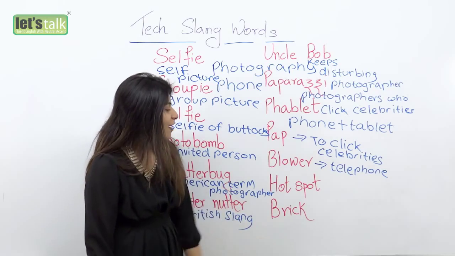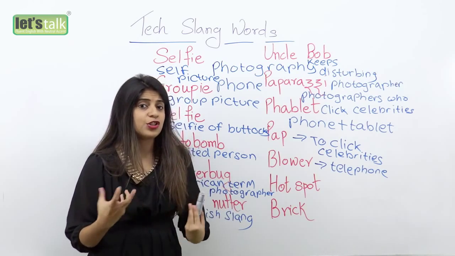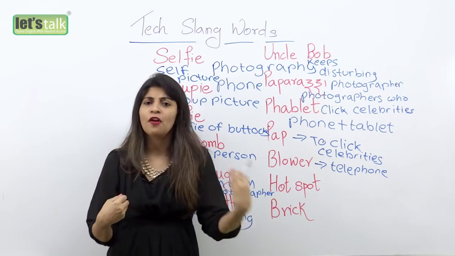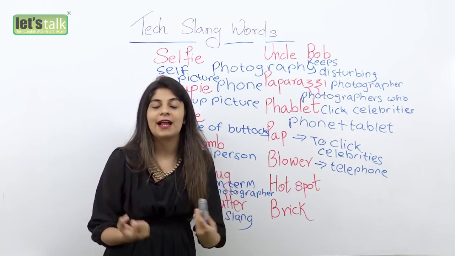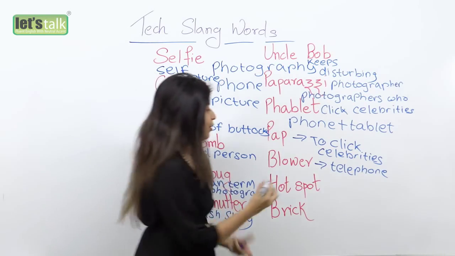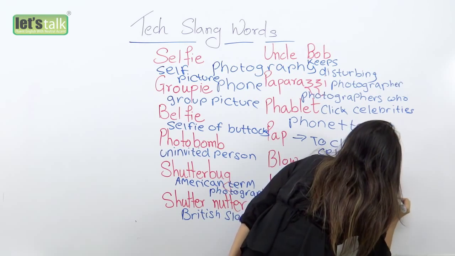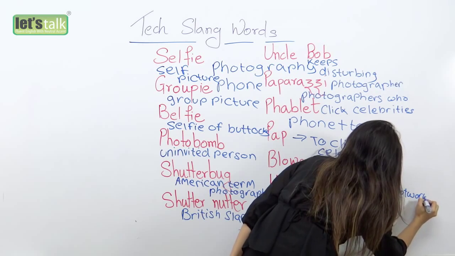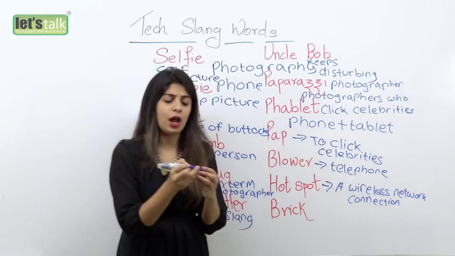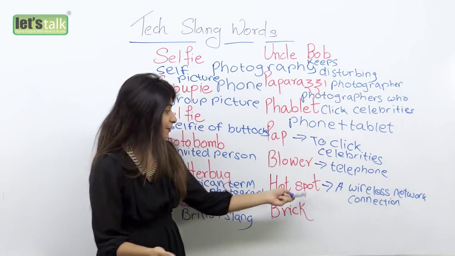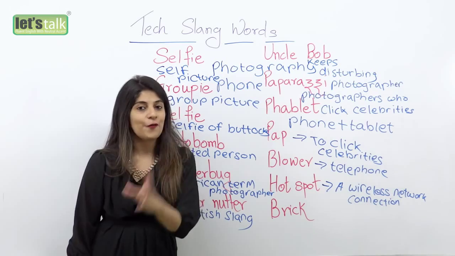Okay, then we have hotspot. Now, hotspot is a wireless network that you find in coffee shops or in restaurants. So it's a local wireless connection that you can connect your laptops or your phone to. So it's basically a wireless network connection. So like when you go for a cup of coffee to Starbucks, they offer hotspot. They offer a wireless connection. So that's a slang word used for a wireless connection.